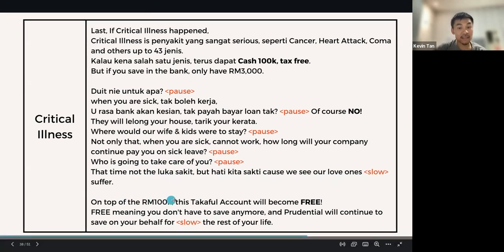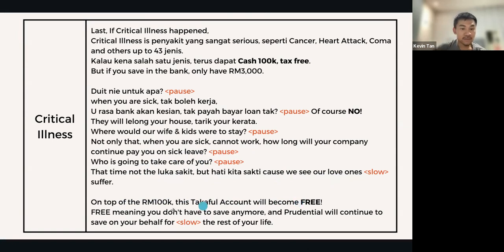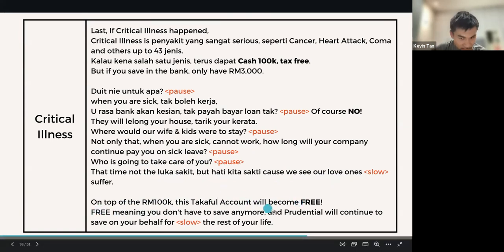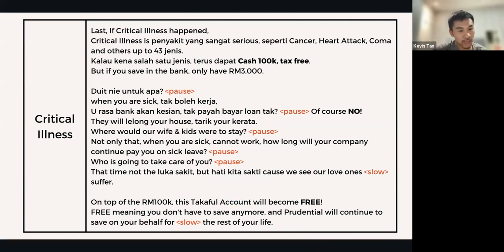On top of the 100,000, this Takaful account will be free. Free meaning you don't have to save anymore. Prudential will continue to save on your behalf for the rest of your life. So that is the main content already. So opening, introduce, that's the main content.